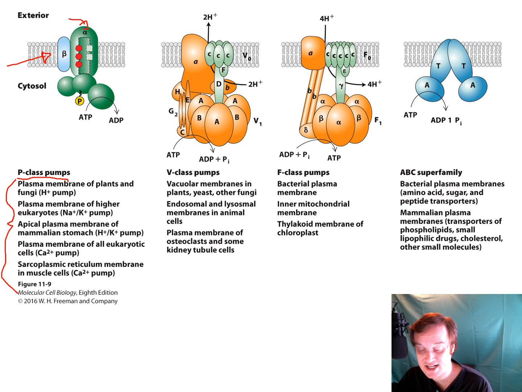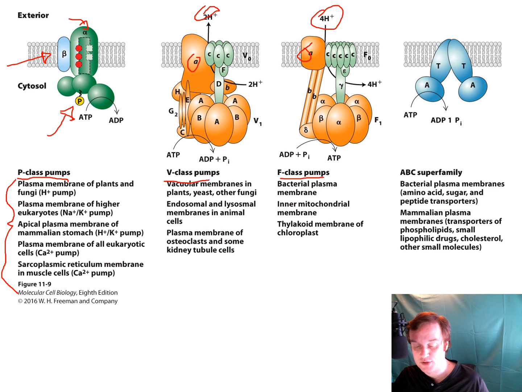So the next 2 we have are V-class pumps and F-class pumps here, and we're going to talk about these kind of together briefly. So both of these mostly transport hydrogen ions. So we can see here that we have these hydrogen ions, or protons, moving across the gradient. And there's no phosphoprotein intermediate here, as we had seen in the P-class pump. And the structures between these 2 are similar and contain similar proteins. So you can see the different subunits that are labeled here are very similar between these 2 pumps.